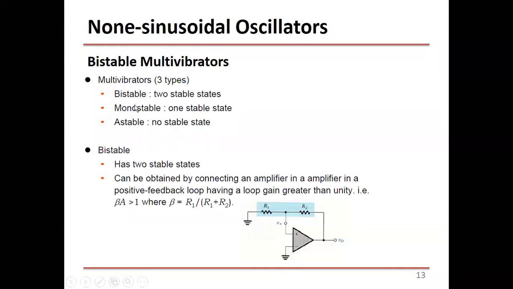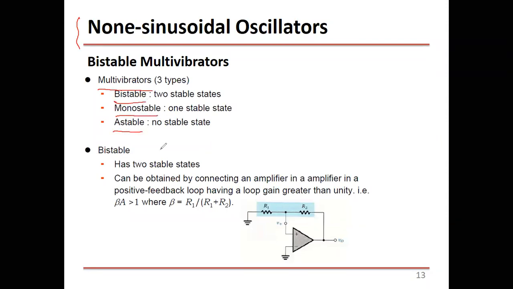Okay, as I mentioned before, we have three types of multivibrators. So this family of oscillators, the non-sinusoidal oscillators, are called multivibrators. We have bistable, monostable, and astable. Bistable means you have two levels. You can toggle like a flip-flop. You can switch the output to be either high or low, between these two levels. Monostable is just one level, and momentarily you can switch to another level and go back to the previous level.